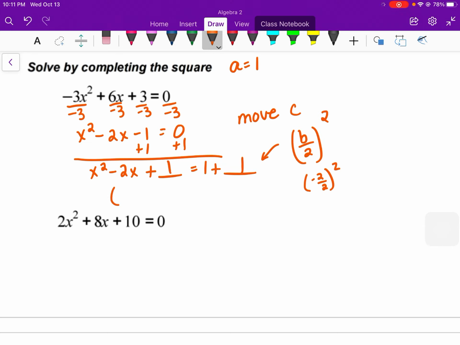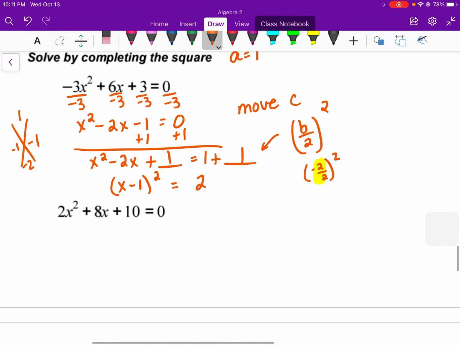Then factor this. It always factors to whatever you got when you divided b by 2. But it multiplies to 1, adds up to negative 2. It's going to be negative 1 and negative 1. So it's going to be x minus 1 squared. It should factor to this perfect square because you made a perfect square trinomial, hence the name completing the square. It's kind of the whole point of this method. 1 plus 1 is 2. Then solve by square roots.